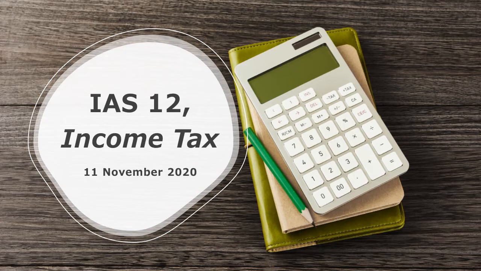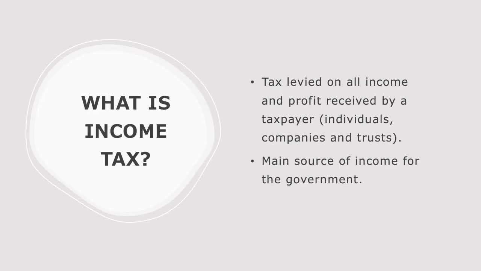Let's get started. So first things first, what is income tax? Take a moment and think about what you understand income tax to be. Income tax, or tax, is levied on all of the income and profit that is received by a taxpayer. Now, a taxpayer comprises individuals, companies, and trusts. So all of the parties, as you have learned in BEL 200.